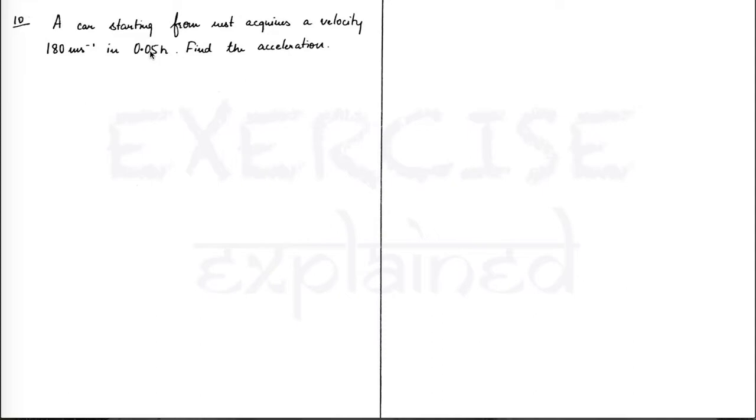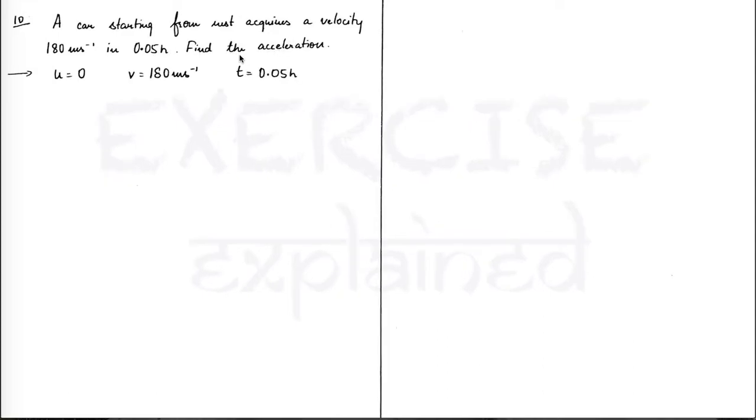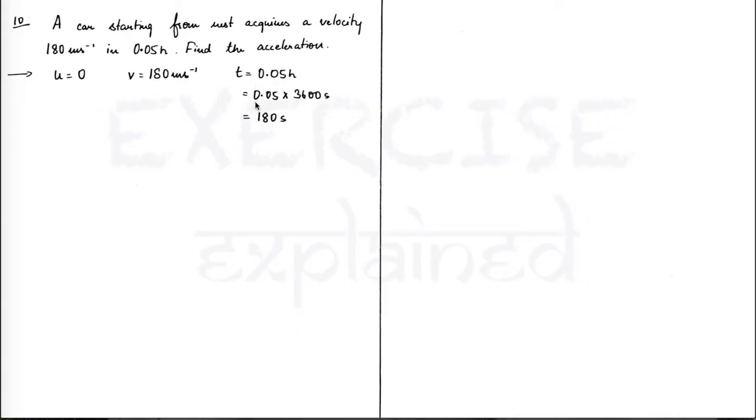So if you have noticed, the time is not given in SI unit. We need to convert it to SI units. We need to find the acceleration. So I've just written the given data, that is u is equal to 0 because it is starting from rest. Acquires a velocity, that is final velocity is 180 meter per second. Time is 0.05 hours. So 1 hour is 3600 seconds. So 0.05 hours will be 0.05 into 3600. So that gives us 180 seconds.